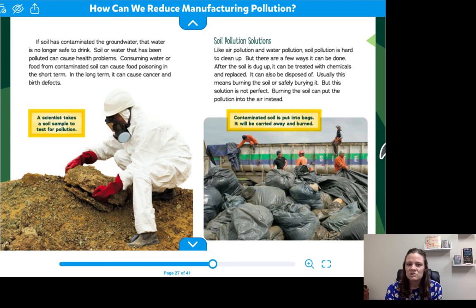Soil pollution solutions. Like air pollution and water pollution, soil pollution is hard to clean up, but there are a few ways it can be done. After the soil is dug up, it can be treated with chemicals and replaced. It can also be disposed of. Usually this means burning the soil or safely burying it, but this solution is not perfect. Burning the soil can put the pollution into the air instead. Contaminated soil is put into bags. It will be carried away and burned.